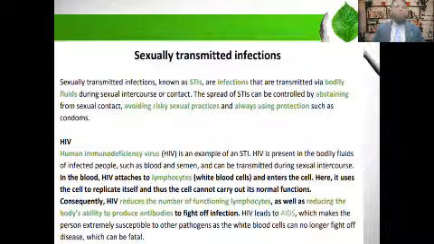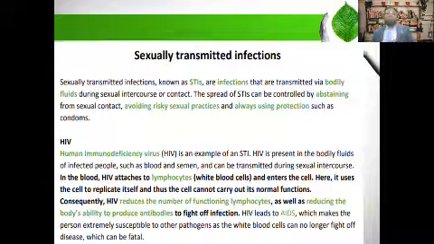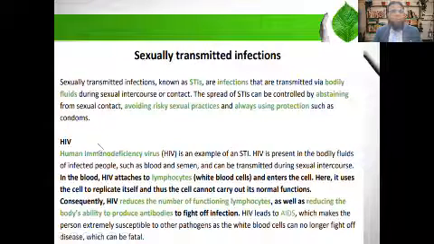Okay, there are so many sexually transmitted diseases, but the disease given in our IGCSE syllabus is HIV. HIV, which stands for human immunodeficiency virus, is an example of an STI. HIV is present in the bodily fluid of infected people, such as blood and semen, and can be transmitted during sexual intercourse. In the blood, HIV attaches to the lymphocytes, white blood cells, and enters the cells. Here it uses the cells to replicate itself, and thus the cell cannot carry out its normal function.